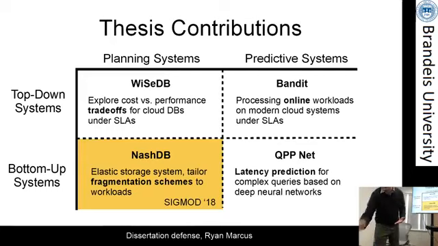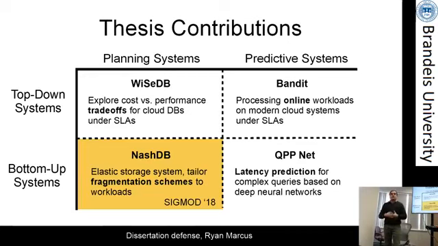The first system that we developed in this vein is called NashDB, and NashDB is an elastic storage system that is designed to help users design fragmentation schemes for cloud workloads. Data distribution in a distributed database is probably the most important decision that you're going to end up making for your database application in general. So we know that static data distribution methods don't work, right?